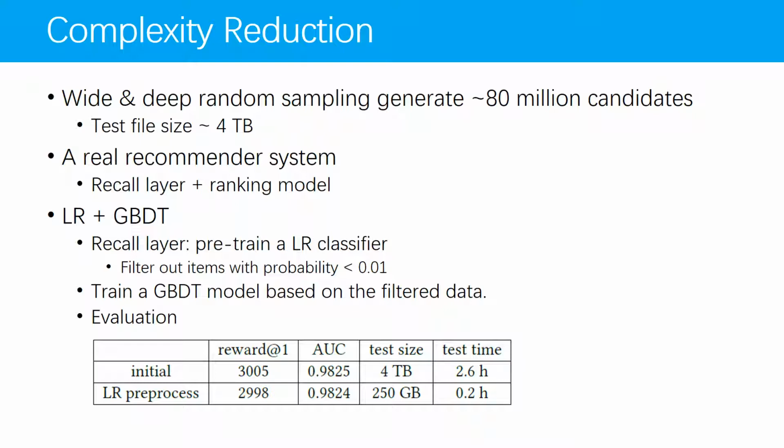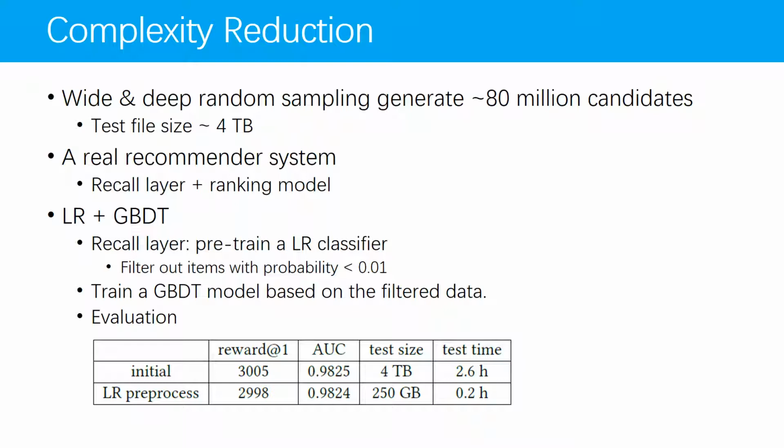Our wide and deep negative sampling will generate about 80 million candidates. If we include bag of words as features, the file size will exceed 4 terabytes. So we started looking at how to reduce the size and complexity. Usually, an online recommender system will contain a recall layer, which can filter out most of the irrelevant items for a user. Here we use a simple logistic regression model as a recall layer.